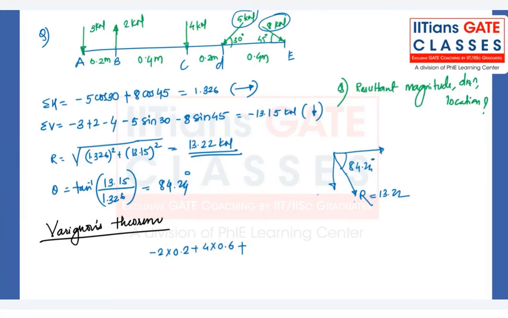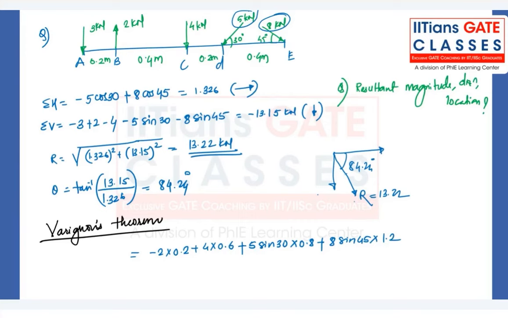So 5 sine of 30 into 0.8 plus 8 sine of 45 into how much, 1.2. Okay, this is the total moment from all the forces, and this should be equal to the moment created by the resultant. So the resultant will again have a vertical component and a horizontal component. The horizontal component of the resultant of course will not create any moment, so only the vertical component will create.